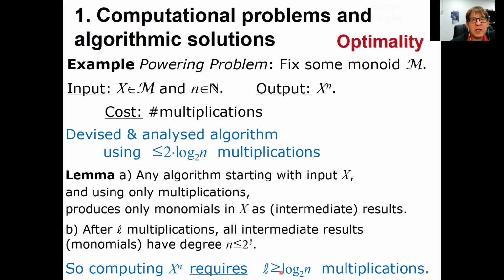to compute this monomial. And our algorithm, well, it doesn't quite reach that bound, it uses twice as many multiplications, but asymptotically there's no difference because it's only up to a constant factor. And we have thus proven, indeed, that our second algorithm, the repeated squaring algorithm, is asymptotically optimal. There's no point in looking for an asymptotically more efficient algorithm like log n or anything else.